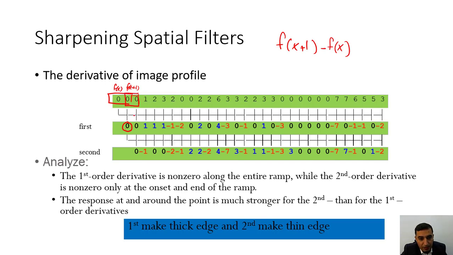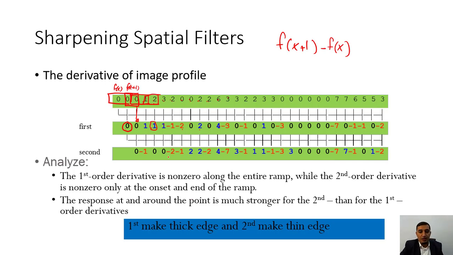Then these two will give me this one over here. So f of x plus 1 minus f of x will give me 1. Then these two will give me this one over here. So it is 2 minus 1, which is 1. Then 3 minus 2, which is 1. Then 2 minus 3, which is minus 1. Then 0 minus 2 is minus 2. Then 0 minus 0, which is 0. Then 2 minus 0, which is 2. Then 2 minus 2, which is 0. Then 6 minus 2, which is 4. Then 3 minus 6, which is minus 3, and so on.